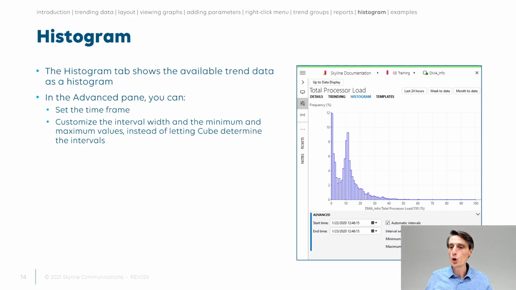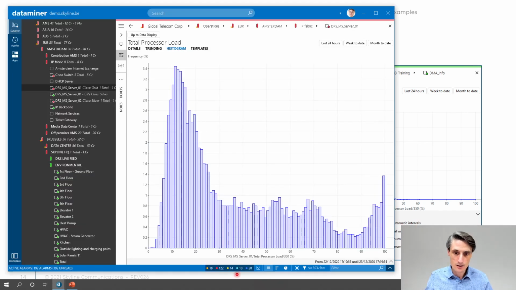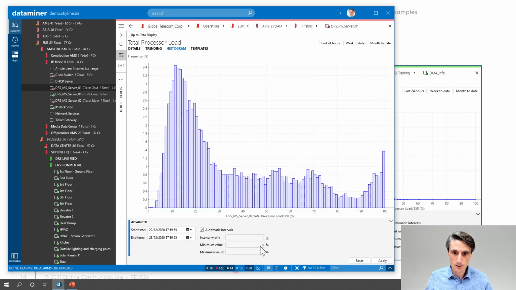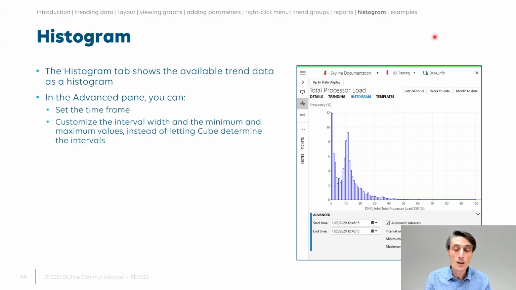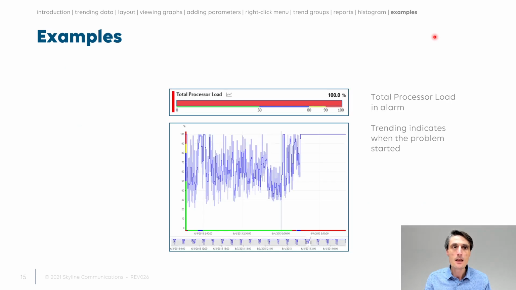Note on the histogram, if you open up the bottom panel, you can define the window more accurately as well, and you can specify the buckets, the size of the buckets, how big they are. So to quickly show you, you can say, okay, no automatic intervals, but let's go with an interval width of 5%, for instance, then you have bigger blocks, things like that. So you can really customize that histogram as well.